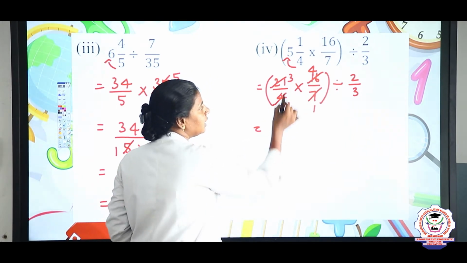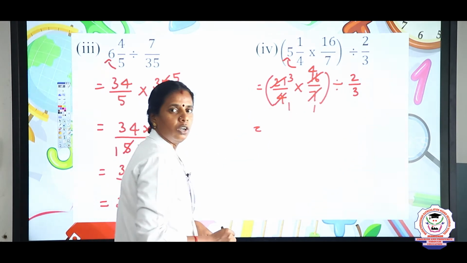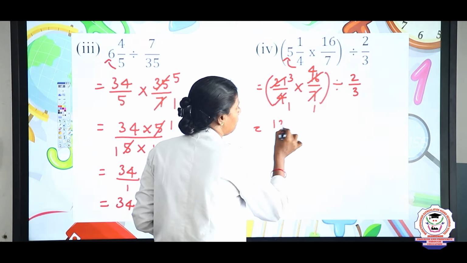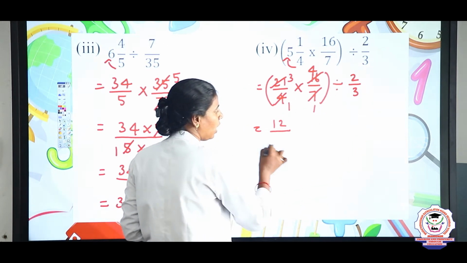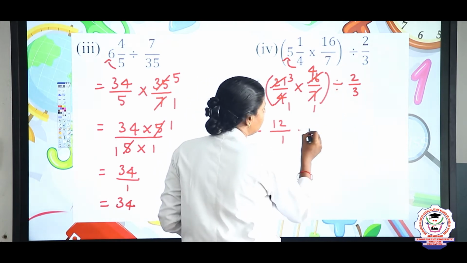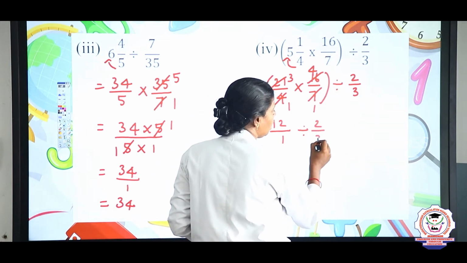Multiply this 3 into 4. What is 3 fours? 3 fours are 12, by 1 into 1. 1 ones are 1. Okay. Now divided by 2 by 3.